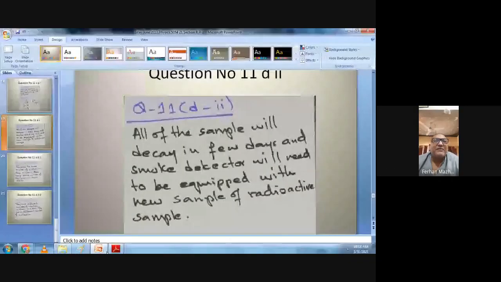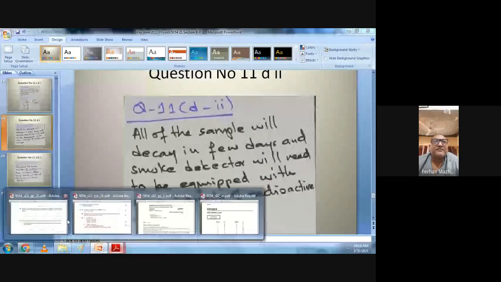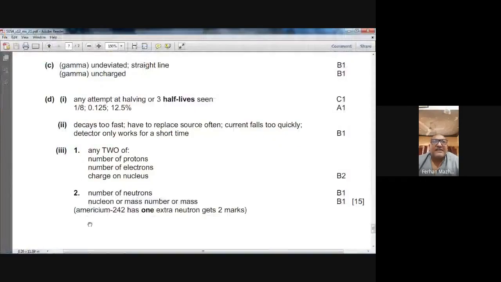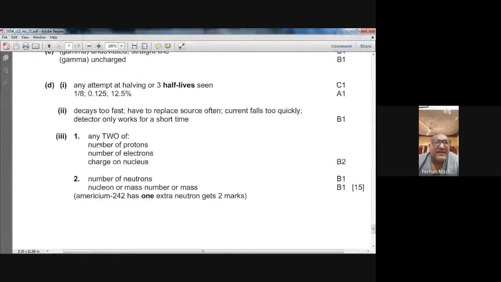Okay. Let me check the marking scheme. What does the marking scheme say? The marking scheme says the source decays too fast. Have to replace the source often. So you will have to replace it. And the current falls too quickly. The detector only works for a short time. So just write what I have written.